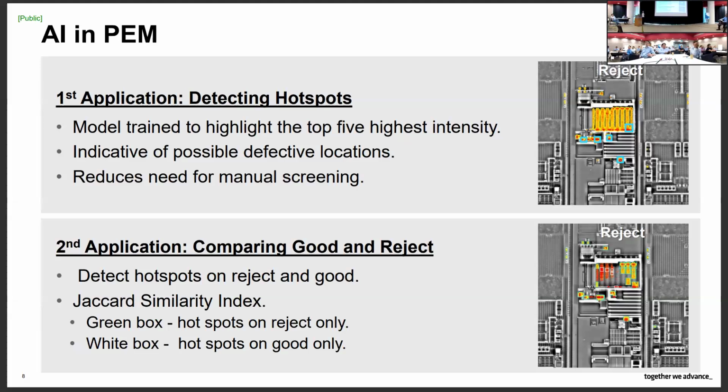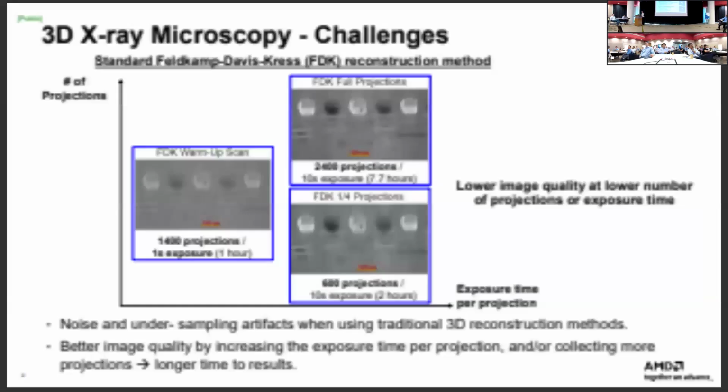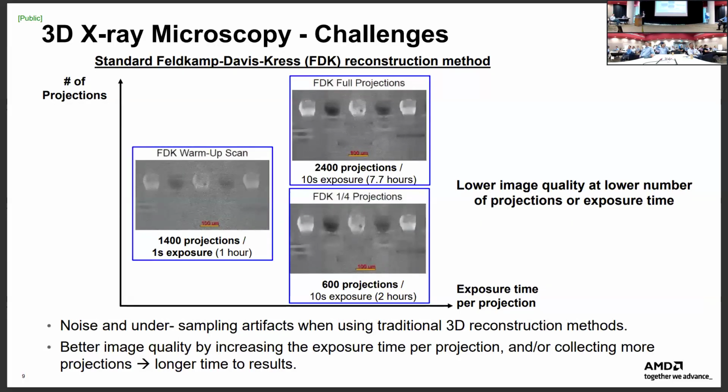And then the next part was, after identifying the hotspots, both the reject and the good, we do a comparison to detect whether the hotspots are only in the good or only in the reject unit. This way, it helps him get down to the real location the PFA team should be focusing on. So this is one application that was developed in-house. But not everything can be developed in-house, because it took a lot of time to pick up new knowledge.